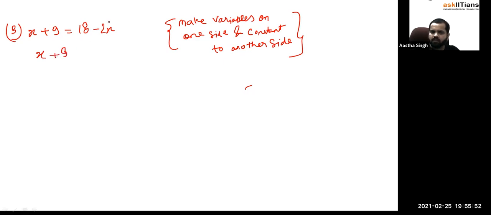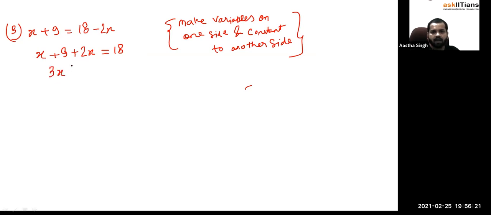Your minus 2x will come to another side and it will become plus 2x is equal to 18, right? Guys, the 2x and x, these are like terms. Like terms means having the same variable, right? So 2x and x, 2 and 1, it is generally 1x. So 2 and 1 will add to your 3x.